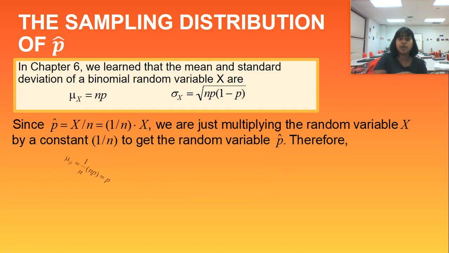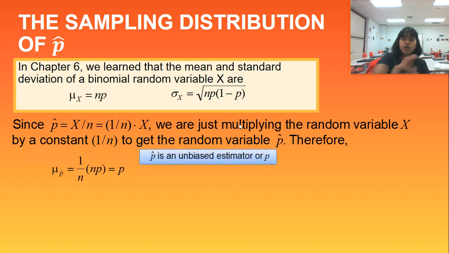So because of that, we can derive some more formulas. We can derive that the mean of p hat would be equivalent to 1 over your sample size times n times your proportion, and that would be equivalent back to your p value. So this means that you have an unbiased estimator of p.